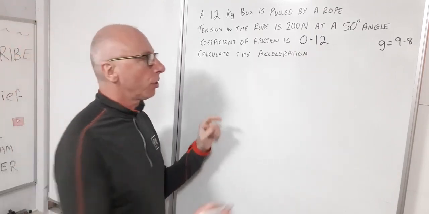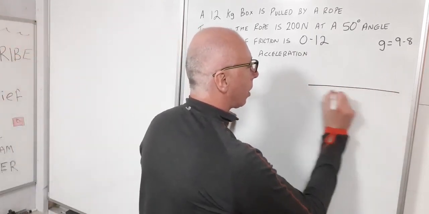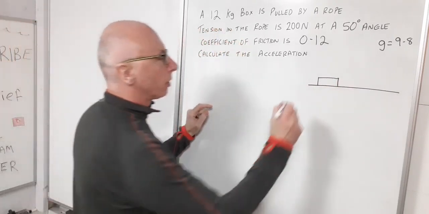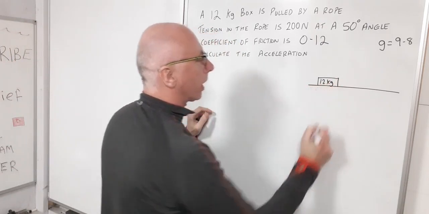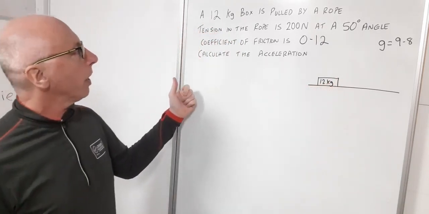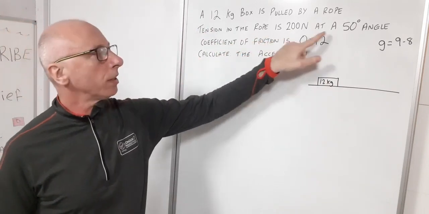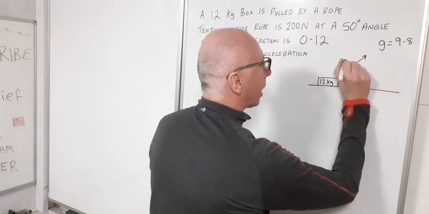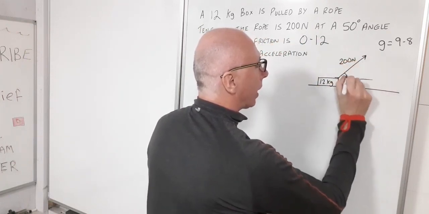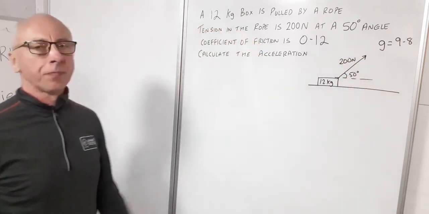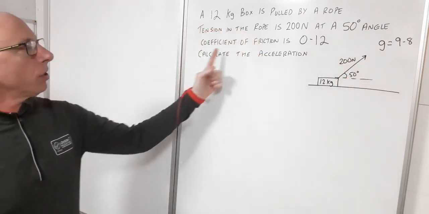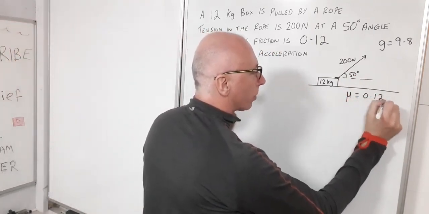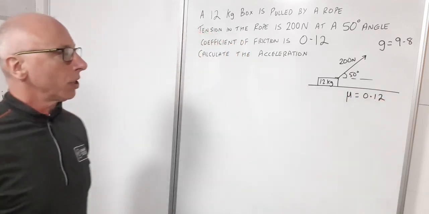So first of all, let's draw a forces diagram. So that's our horizontal plane. This rectangle can represent the box and the mass is 12 kilos. Okay, so now I'm going to draw a line to represent the tension in the rope, which is 200 newtons at 50 degrees. So now draw a line there, magnitude 200 newtons and the angle 50 degrees. Okay, now the coefficient of friction is 0.12, so we know mu equals 0.12. So that represents the friction.